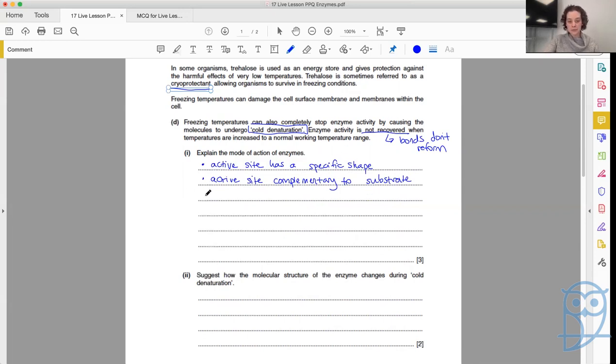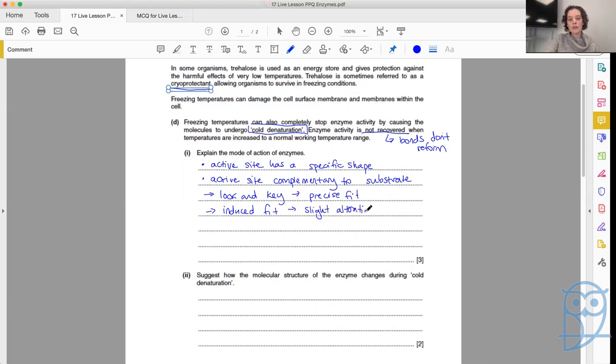Okay, so in here we can split into two different things. Remember when we talk about complementary and specific shape, we can mention lock and key. Okay, so this one is a precise fit. And we can also mention induced fit. So this induced fit is where you have your slight alteration.